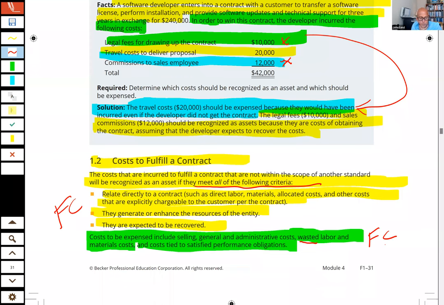Question. Okay, good. If there's no question on that, then let's go ahead and take a look at our next section.